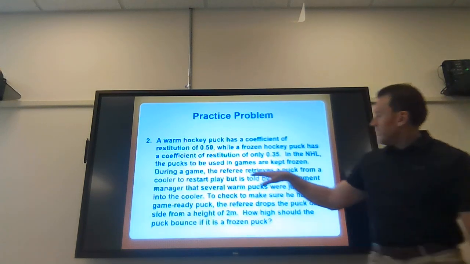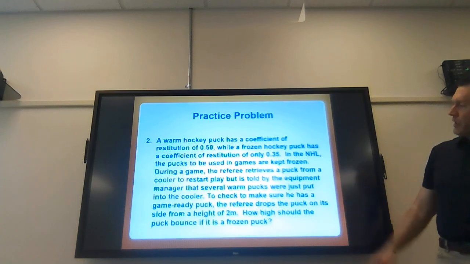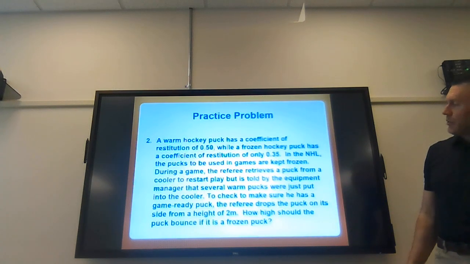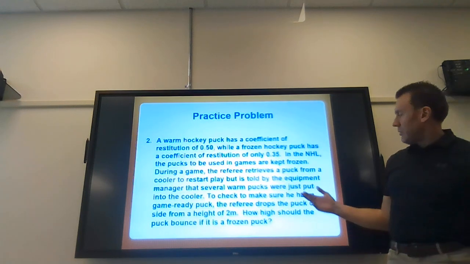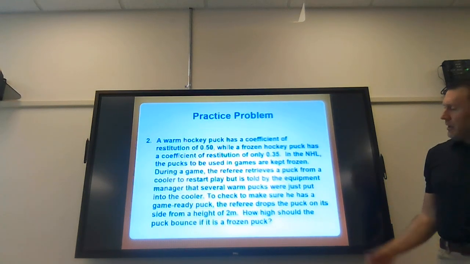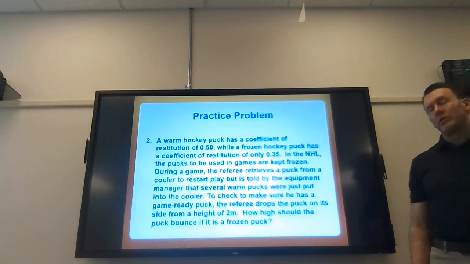During a game, the referee retrieves a puck from a cooler to restart play, but is told by the equipment manager that several warm pucks were just put into the cooler. To check to make sure he has a game-ready puck, the referee drops the puck on its side from a height of 2 meters. How high should the puck bounce if it is a frozen puck?